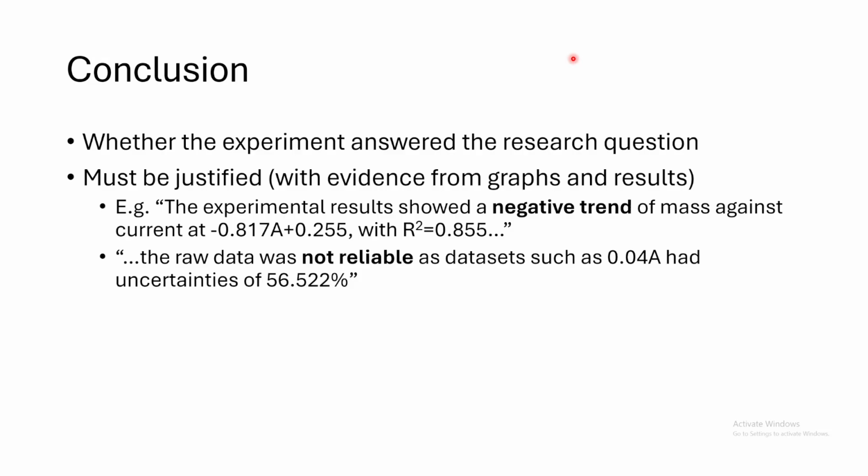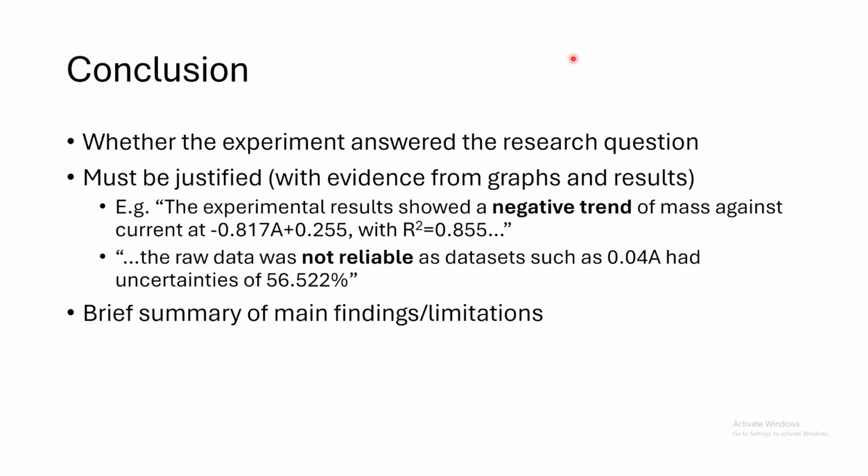So you have to say the actual equation that your graph had, or the R squared value, or the actual percentage uncertainty. And you should always be using language related to accuracy and reliability. This section includes a brief summary of your main findings and limitations.